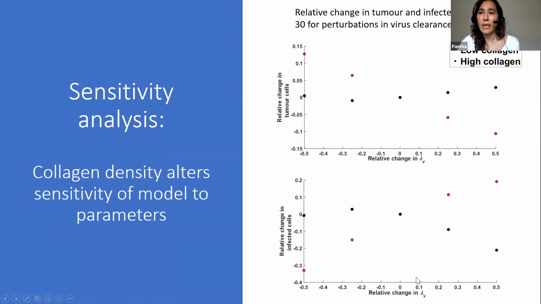Now, same sort of thing with infected cells. We actually see completely different results in this case.